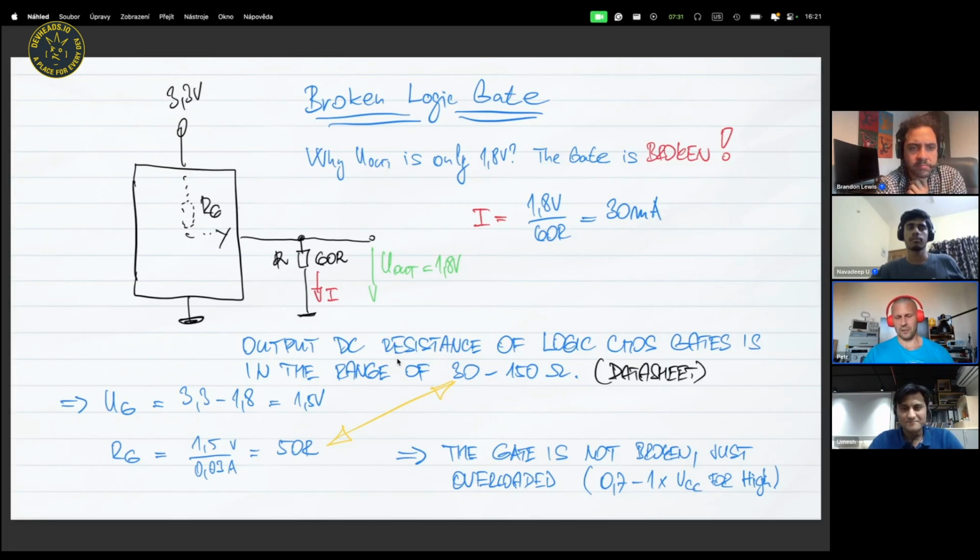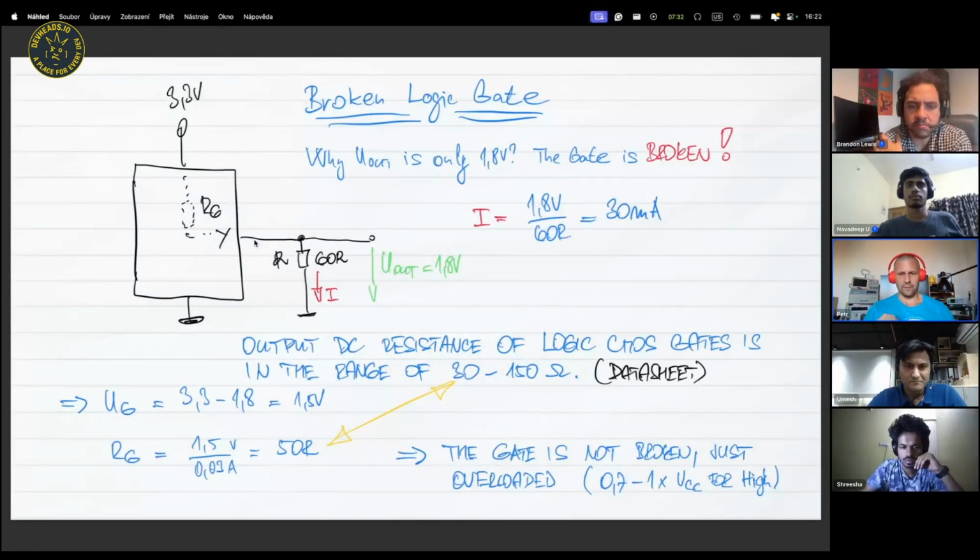When we check the datasheet of the logic gate, we can find that the output DC resistance of a logic CMOS gate is in the range of 30 to 150 ohms. So you have to imagine that there is a DC resistance between the power supply voltage and the output of the logic gate. Physically, it's not a resistor. It's the upper side of the CMOS cell, but in a DC approach, the logic gate acts as a resistor.